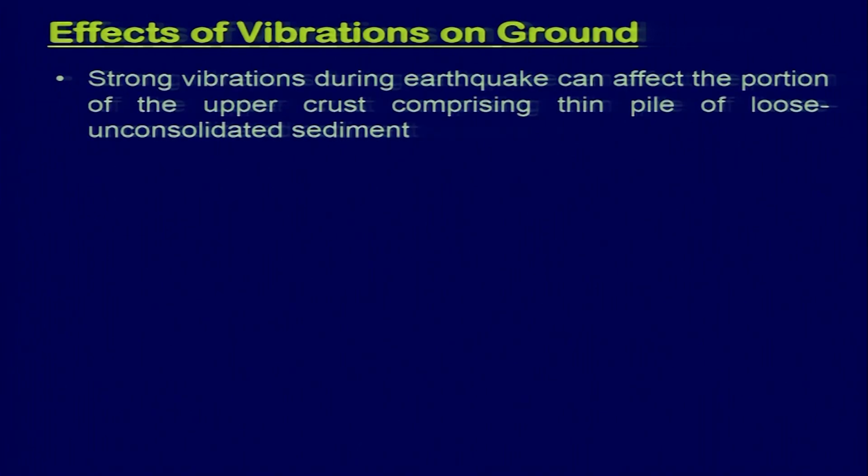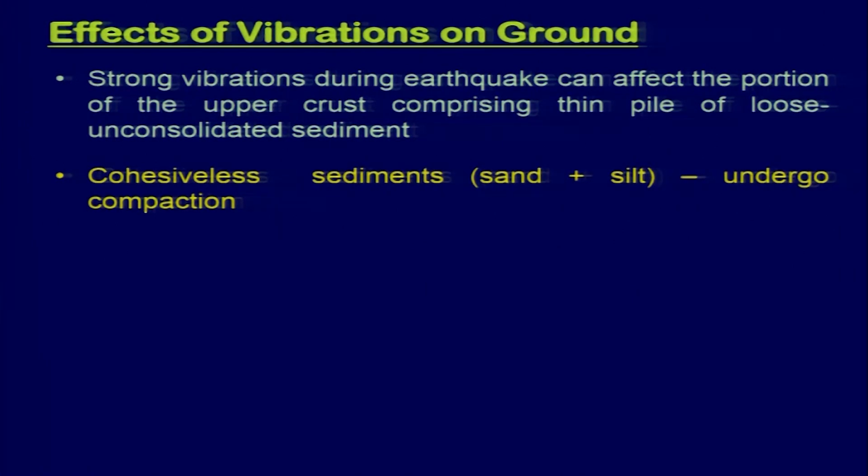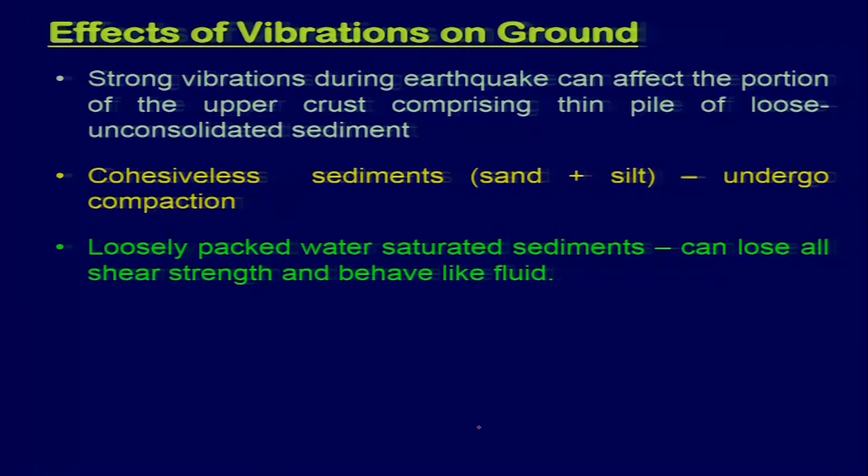So, effect of vibration on grounds. What basically happens is that stronger vibrations during an earthquake can affect the portion of the upper crust comprising a thin pile of loose unconsolidated sediments. Now these cohesionless sediments, mainly sand and silt, undergo compaction. Because of the cyclic stress, they will go under compaction.